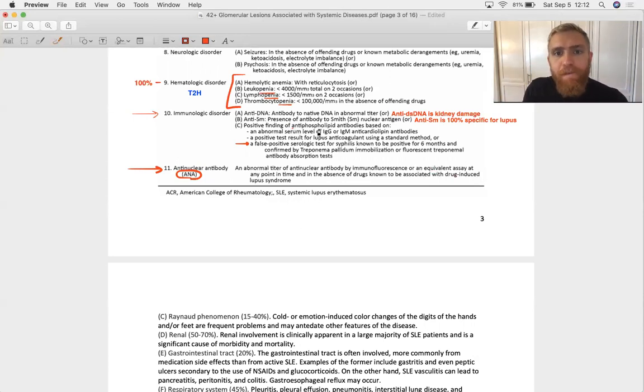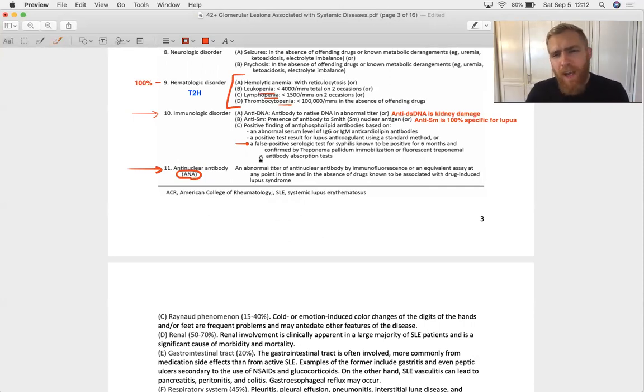Then we have anti-phospholipid antibodies, and those are highly associated with coagulation and prothrombotic states. Anti-cardiolipin antibodies also are a potential diagnostic criterion. Those are a little bit less important, but they're related to anti-phospholipids.